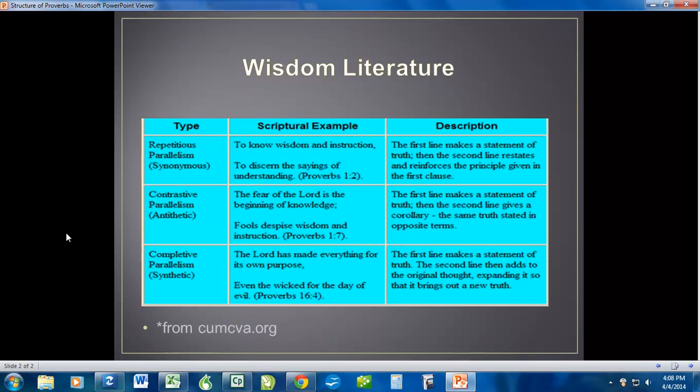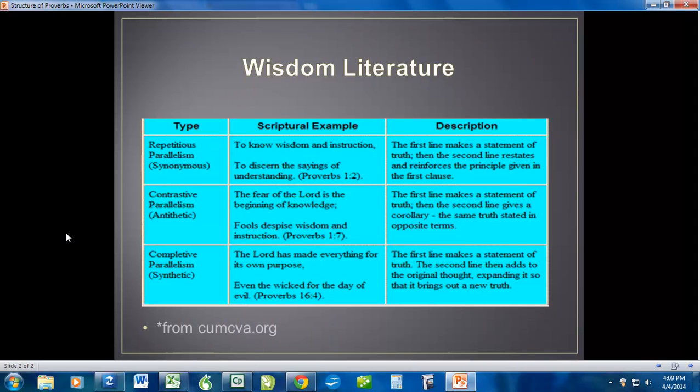There are three: synonymous, antithetic, and synthetic. The first one is synonymous. That's repetition. Basically the first line is going to say something, and the second line is going to say the same thing in a different way. The example on this chart is: to know wisdom and instruction, to discern the sayings of understanding. Those two are trying to say the same thing.